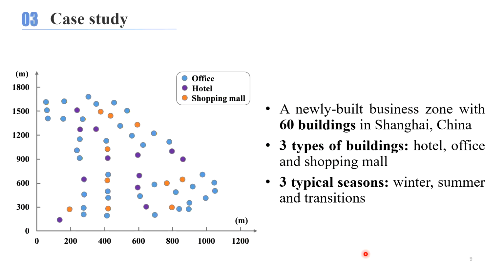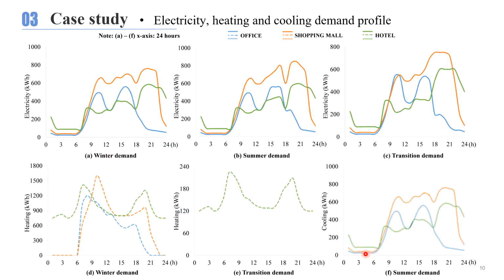The proposed flexible clustering approach is applied to a case study of newly built business zone with 60 buildings in Shanghai, China. The district includes 3 types of buildings, namely hotel, office, and shopping mall. And the energy demand are shown here, where each type of buildings has different electricity demand profile. And for one type of building, the electricity demand profile vary with the seasons.